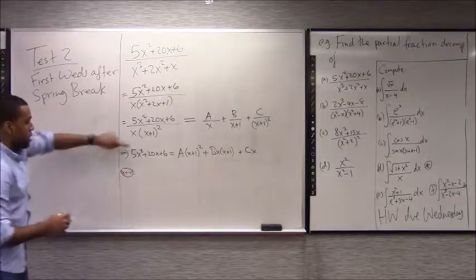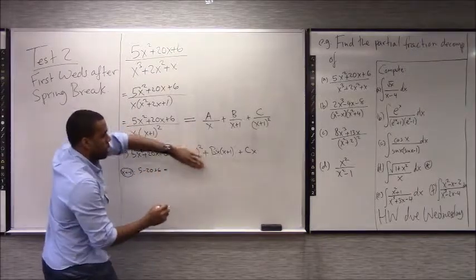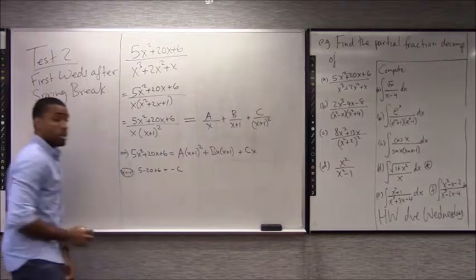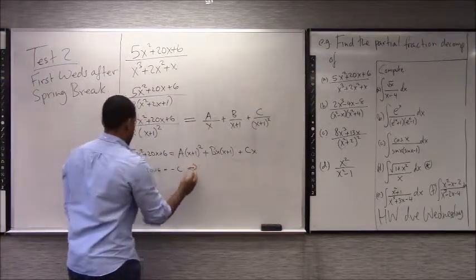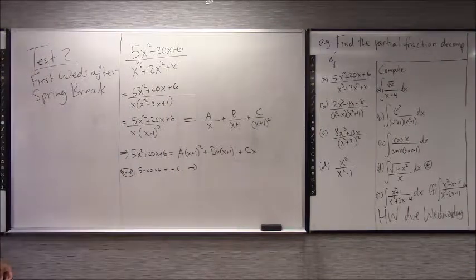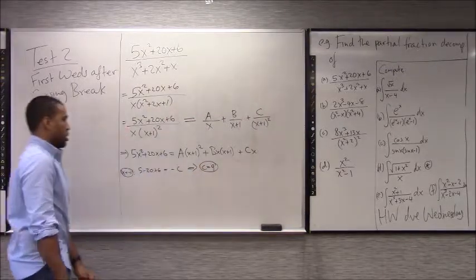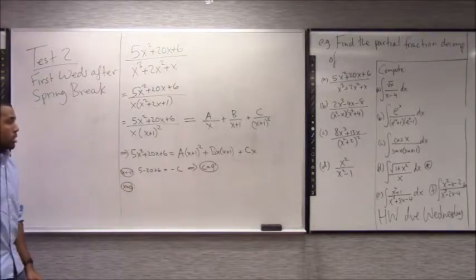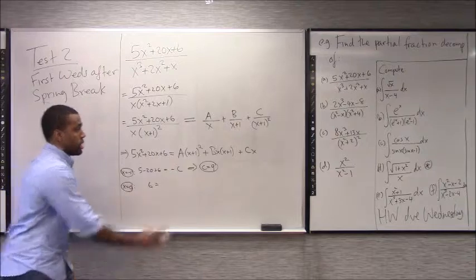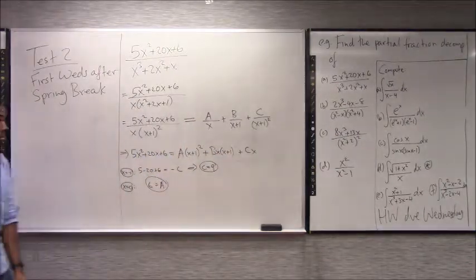What would that mean? This would give me 5 minus 20 plus 6. That would go, and I would end up with minus c. What's 5 minus 20 plus 6? Minus 15 plus 6, which is what, minus 9? So here my c is positive 9. Then I plug in another useful number, like x equals 0. That would give me 6 on this side, that would kill this, and that will leave me just with a. So I get a equals 6 right away.